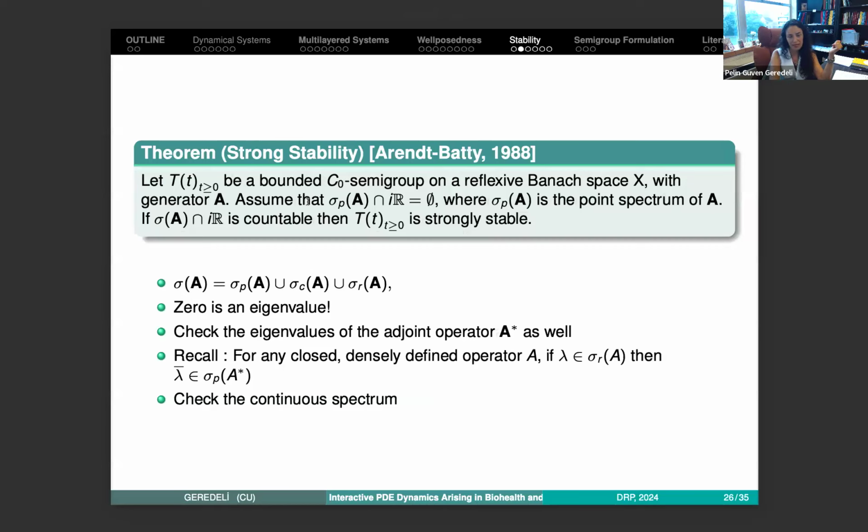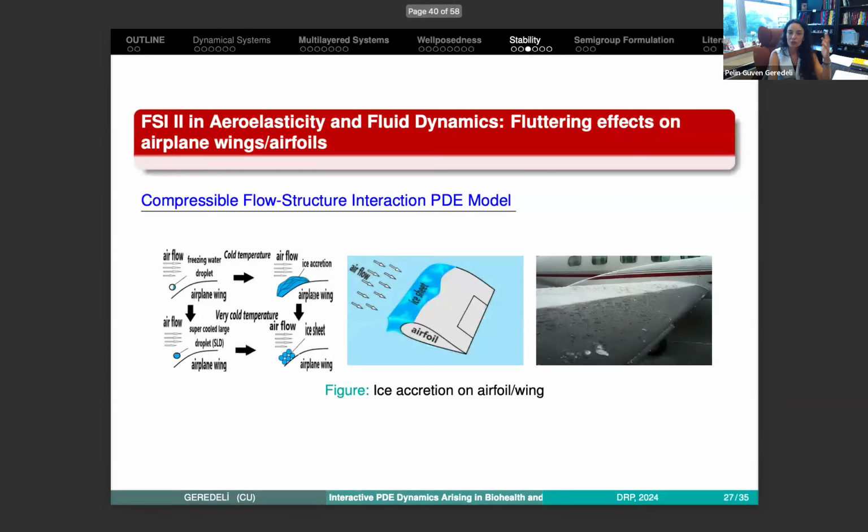Of course, again, I have to analyze three different spectrum parts, look at the eigenvalues, and use some functional analysis theorems for it. All right, so this was the first application. And the second application is the compressible flow structure interaction PDE model, which arises in aeroelasticity. Mostly mechanical engineers are working on these kinds of systems.